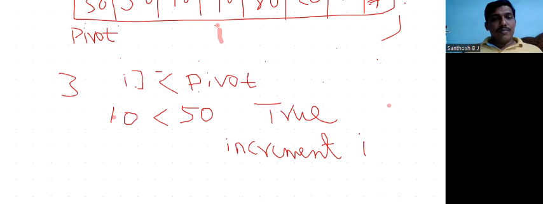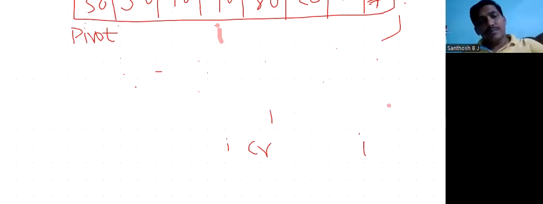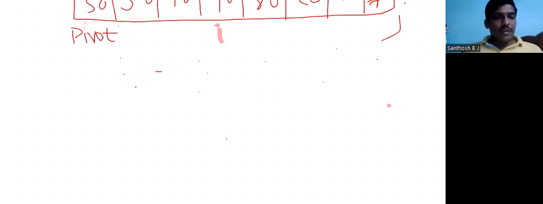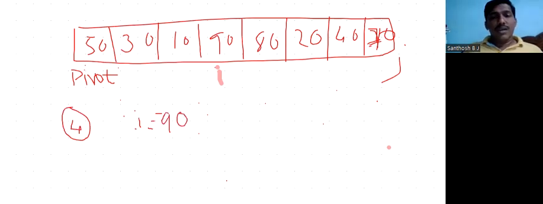Now move on to the fourth step. What is the value of I? All of you know the I value is 90. Once again, the same condition: A of I is less than the pivot value. You check this condition once again.